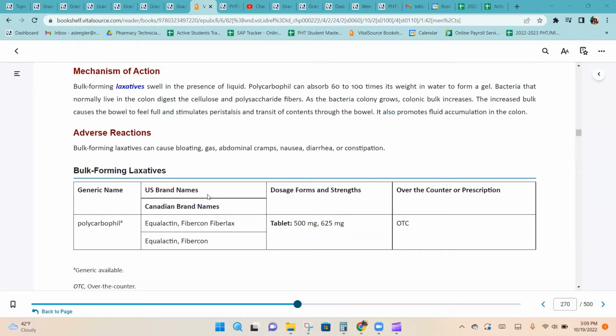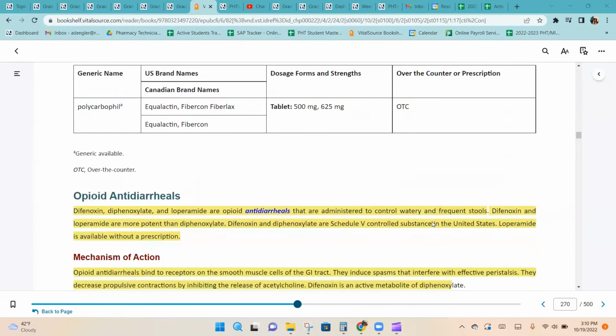So for our bulk forming laxatives, there are a few different brand names: Equalactin, Fibercon, or Fiberlax. It's available in 500 and 625 milligram tablets, and it's over the counter.